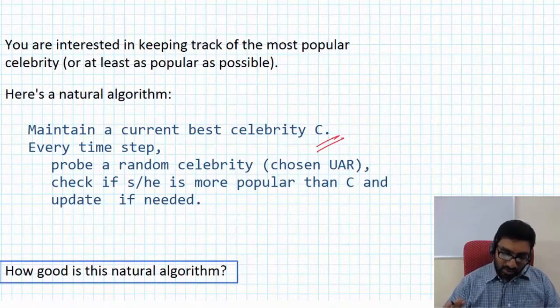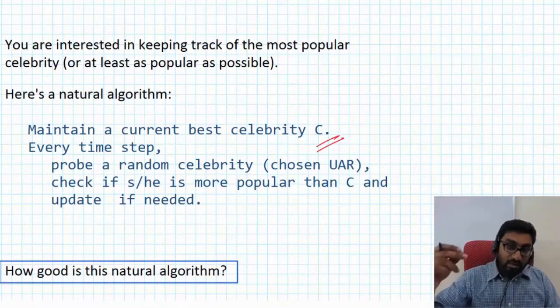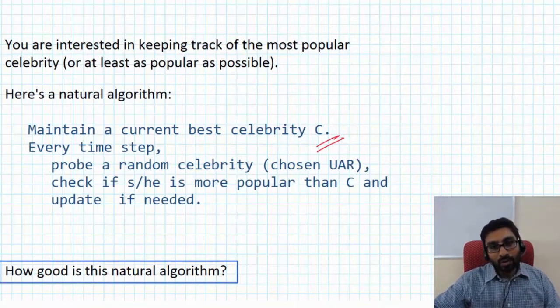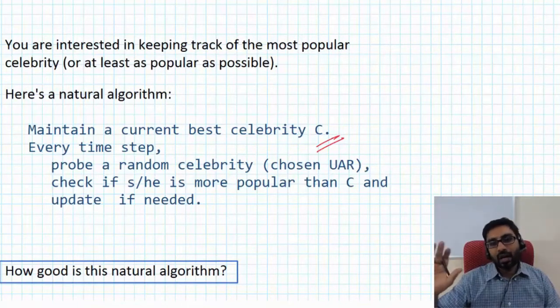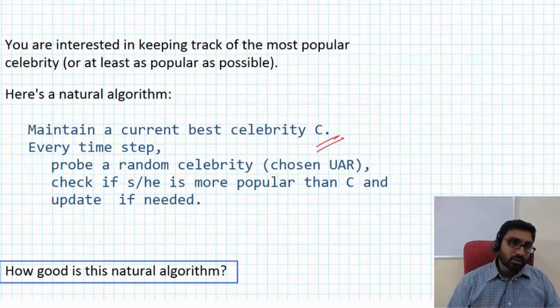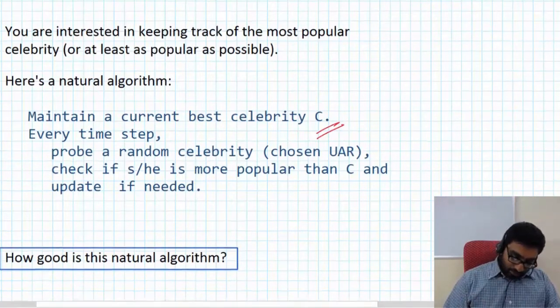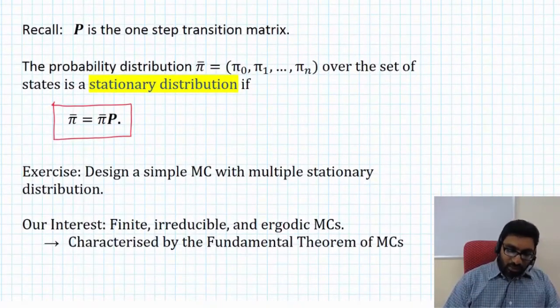Due to the dynamic nature, we may not always report the most popular celebrity, because the moment the current celebrity C that you have, even if he or she is the most popular one, can move down the list due to dynamism, and by the time you correct yourself, it's going to take some time. So we cannot guarantee that we're always going to be reporting the most popular celebrity, but we want to be able to report a fairly highly popular celebrity. So we want to characterize how good this algorithm is in that sense. But in order to do that, we need to build an understanding of the theory of stationary distributions, and that's what we're going to do now.